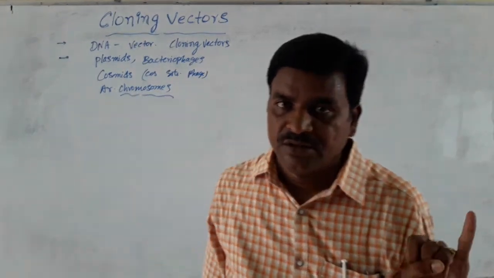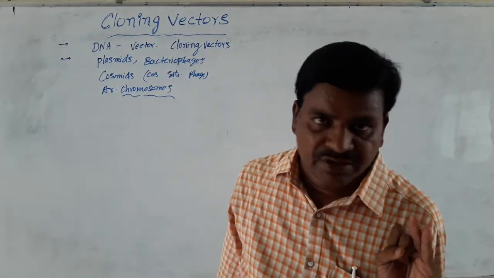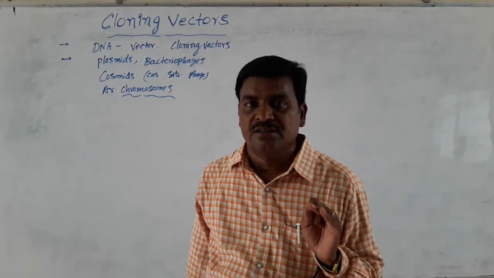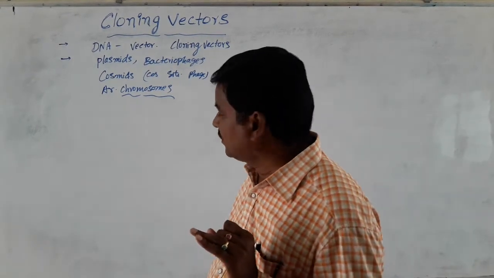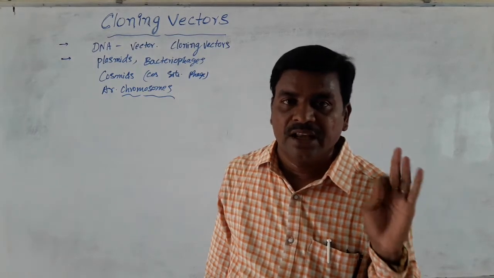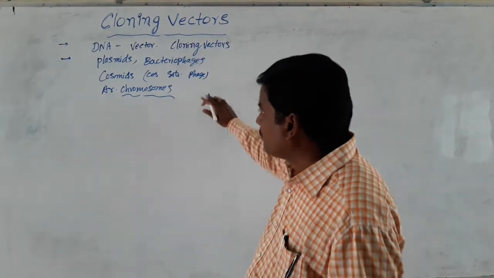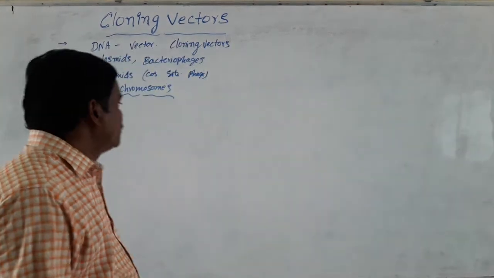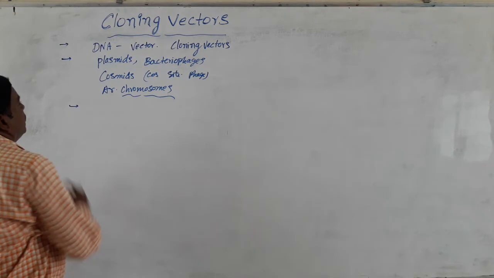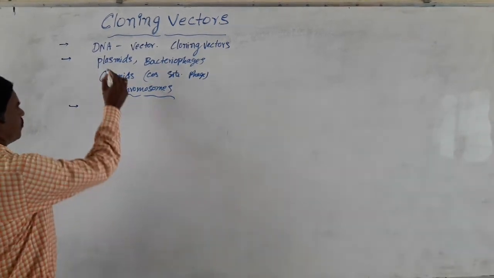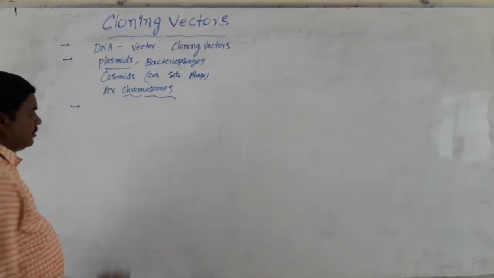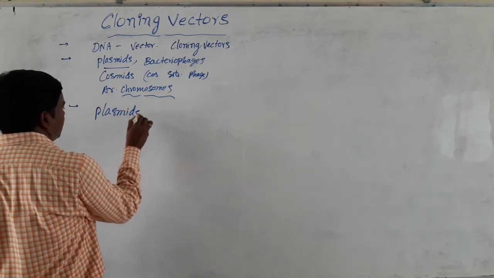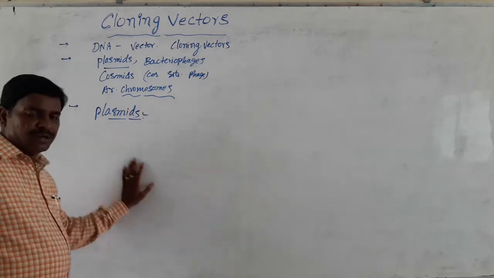One, plasmids; two, bacteriophage viruses; three, cosmids, the plasmids with the site of phage incorporated; and artificial chromosomes. They are the most important and widely used recombinant vectors. Similarly, plasmids are the most widely used vectors in recombinant DNA technology.